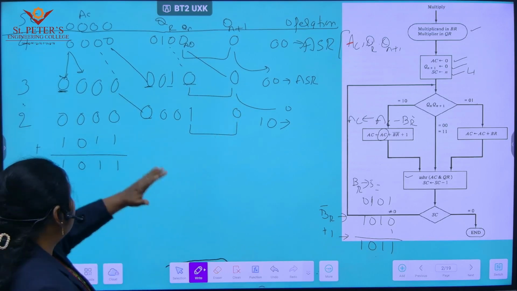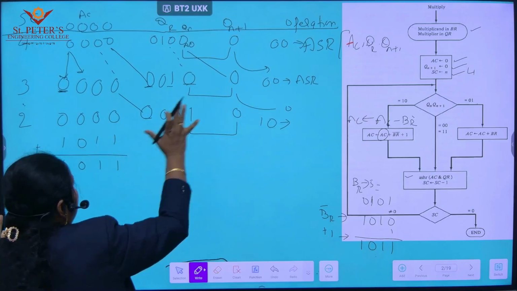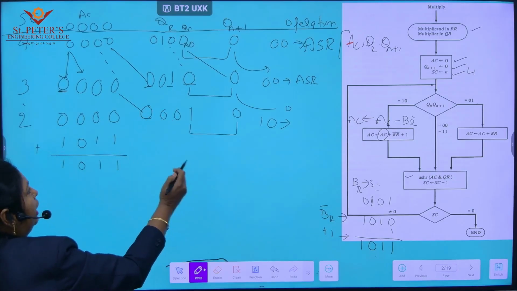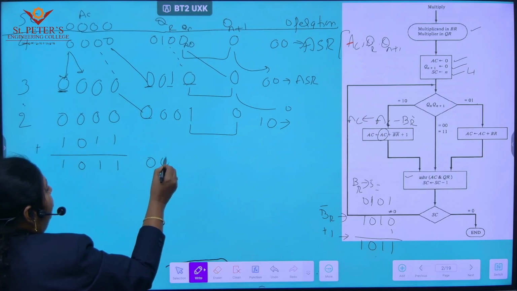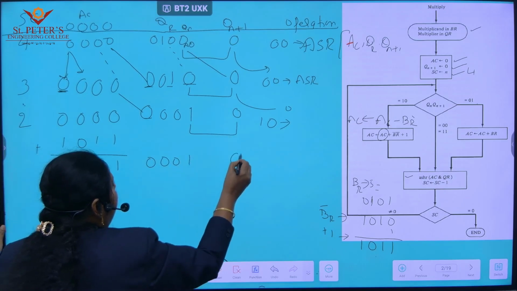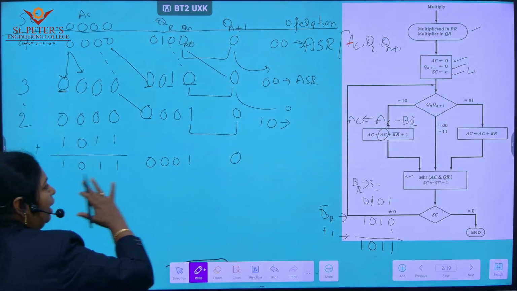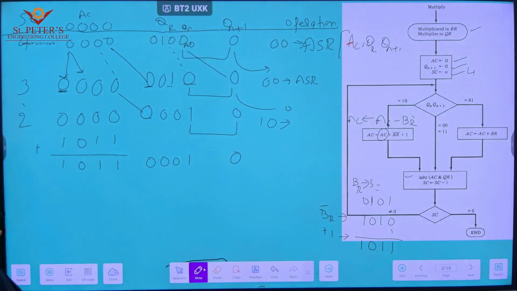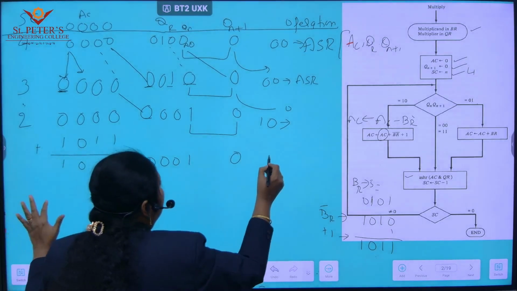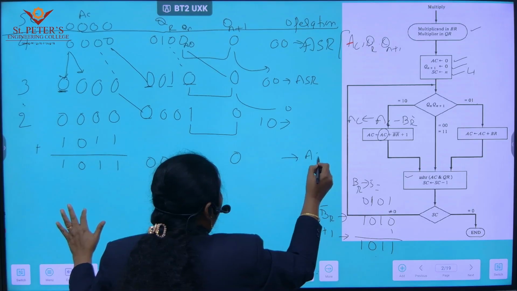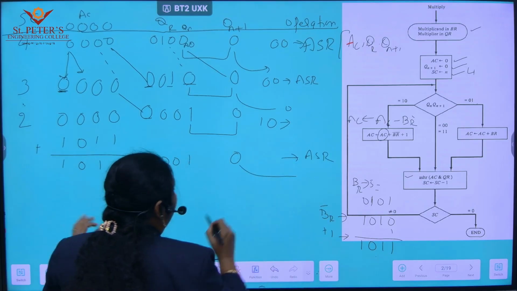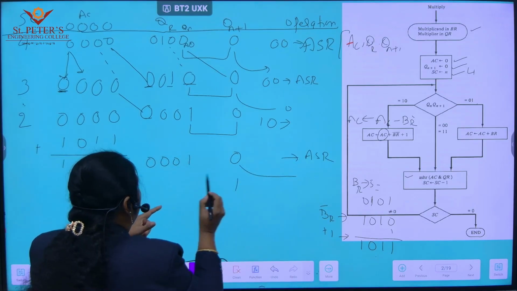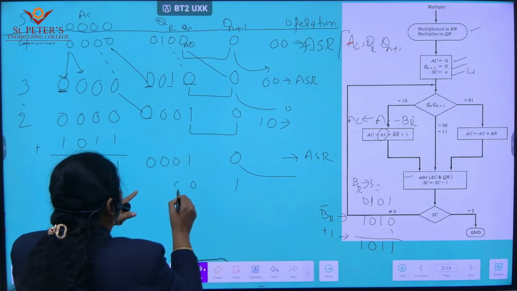Is it not? So that's why instead of having clumsiness, I am rewriting the QR also in the next stage. 0 0 1, here again 0. I am writing so that I can have a shift easily. Now apply the right shift on this sequence. Arithmetic shift right. So this bit will go out. This 1 will come here. And this 0 0 0.